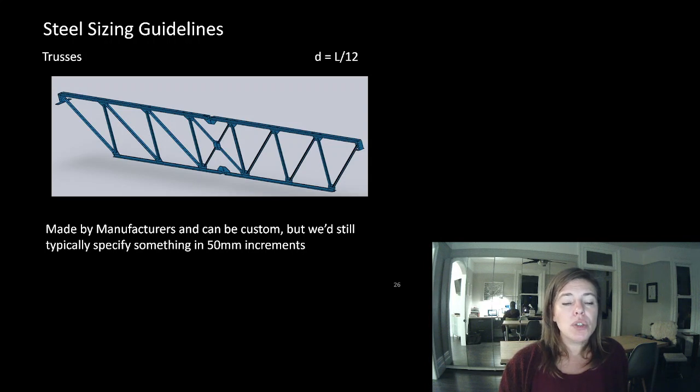You wouldn't usually just go into a project and replace the purlins and the beams with trusses. You would go in and maybe replace a girder with a truss, because in the end it's lighter and maybe the elements for girders just don't exist. So these are made by manufacturers, but unlike open web steel joists, they'd be custom. So we'd still typically specify something in 50 millimeter increments.